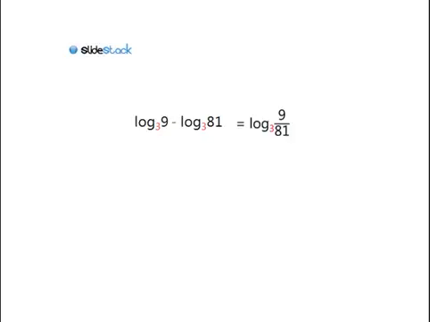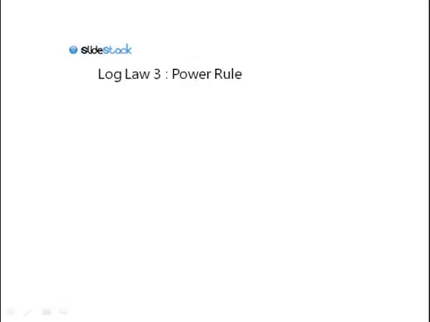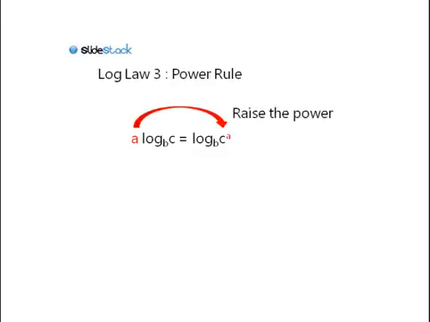The third law is the power rule. This is where you have a times log base b of c, which equals log base b of c to the a power. We are simply raising the coefficient. Let's try this with some numbers. In this example, we have 3 times log base 2 of 8, and following the property it equals log base 2 of 8 to the third power.